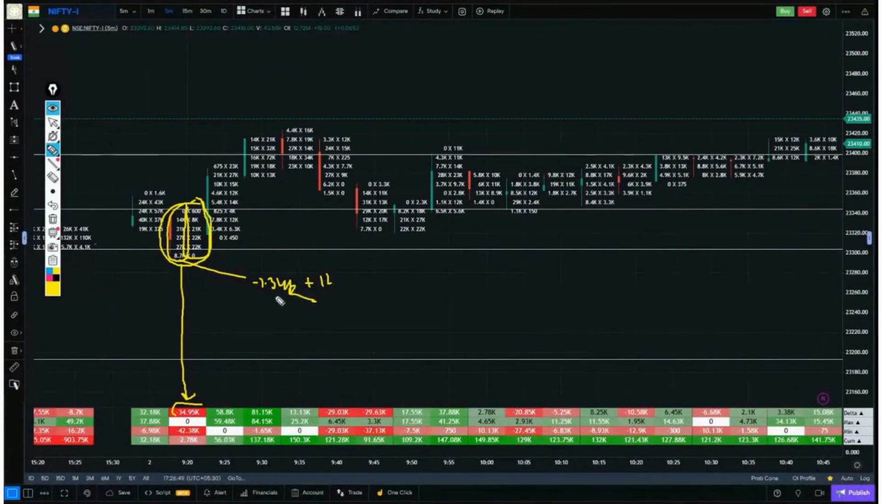So, who is more? How much more are the sellers? 34,000. So right there, the delta has shown it. What is the essence or conclusion of each candle? Who is more powerful inside each candle, the buyer or the seller? That is what the delta is telling us, like in any candle, whether it is green or red.